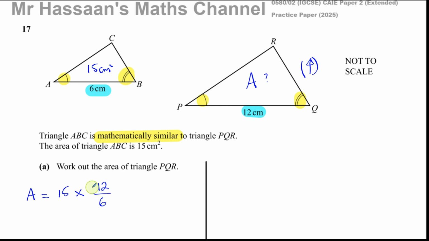Now the ratio of the areas is the square of the ratio of the lengths. So for lengths, let's call the ratio of the lengths K for similar shapes. For areas, the ratio of the lengths is squared. For volumes, the ratio of the lengths is cubed. In this case, we have the ratio of the lengths, which is 12 over 6. And we've got to square that.